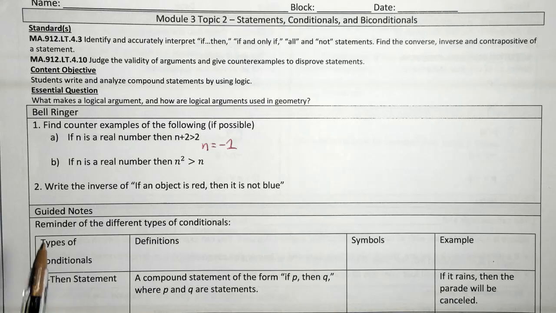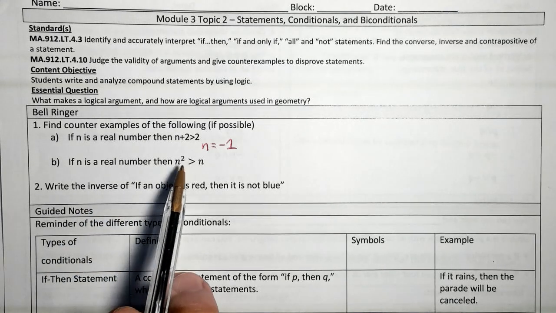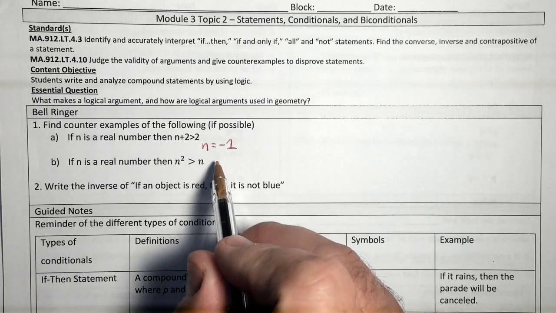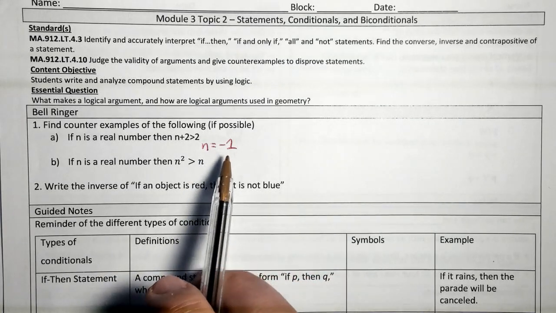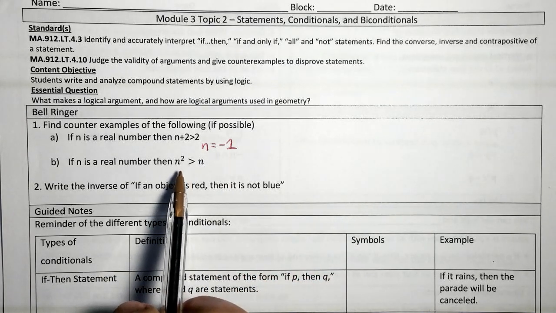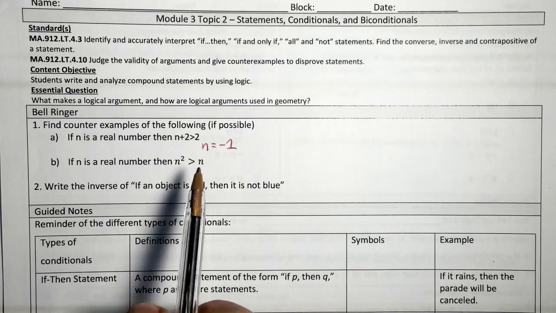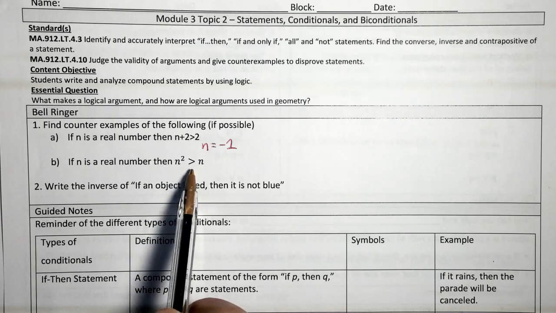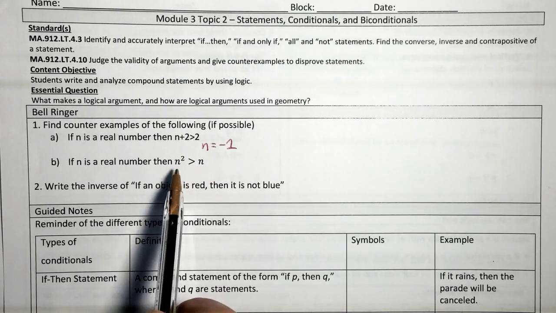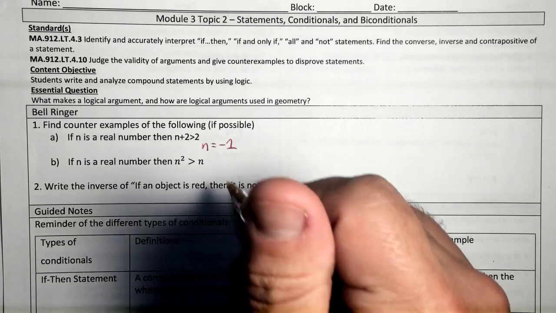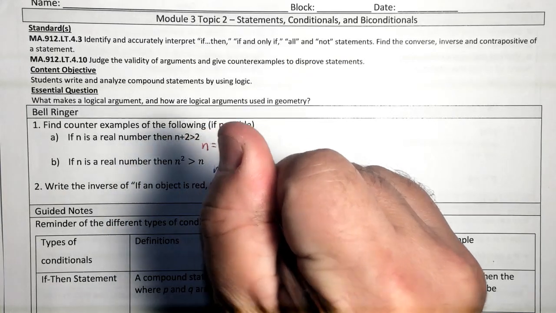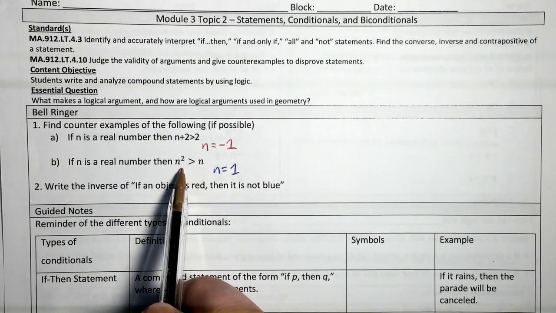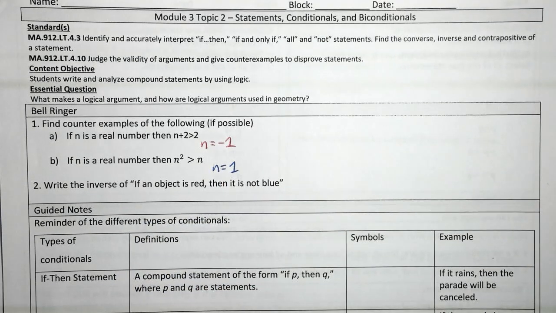Part B, if n is a real number, then n squared is greater than n. And actually, the negative 1 would not work here, because negative 1 squared is 1, and 1 is greater than negative 1. But what if n is 1 instead of negative 1? So n squared is 1, and n is 1, and 1 is not greater than 1, so there's your counterexample for that.